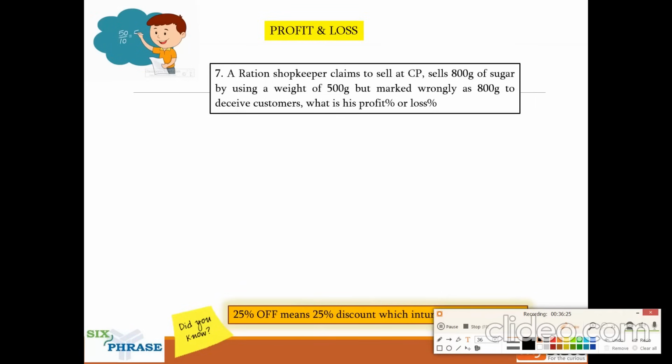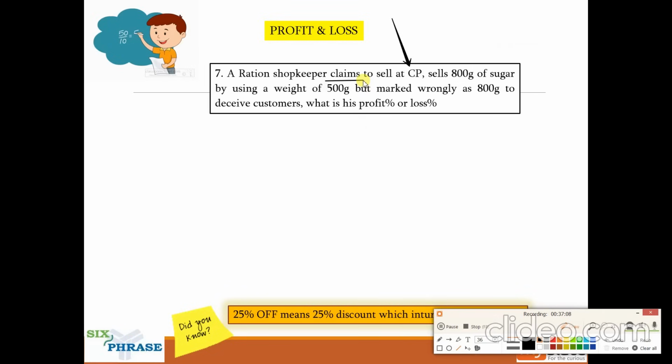Let's see what happens in a ration shop. In a ration shop, the shopkeeper claims to sell at CP. So make sure that you pay close attention to this. He claims to sell at CP. So his claim is he is selling at cost price. Guys, if somebody is selling at cost price, what does it mean? It means we could say he's altruistic, he has a noble heart. He is very generous. We could say all those things, right? If he is not trying to make a profit, looking after people's welfare and selling it at cost price, it means he's not making a profit. That is what he's trying to say.